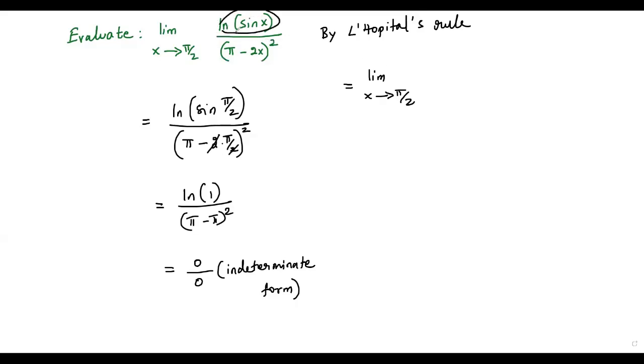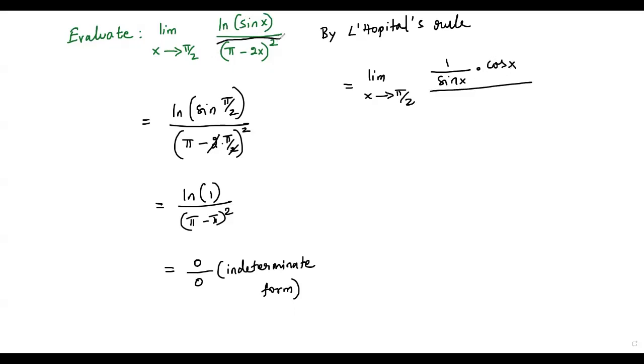When I find the derivative of ln of sin x, it will be 1 over sin x. So far, I have completed the derivative only for the natural logarithm. By chain rule, I have to do a further derivative for the argument of the logarithm, that is sin x. The derivative of sin x with respect to x is cosine x.